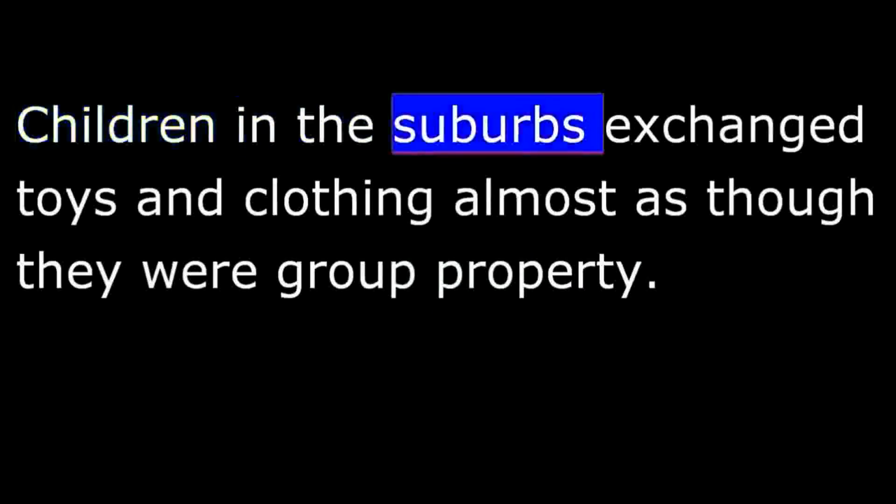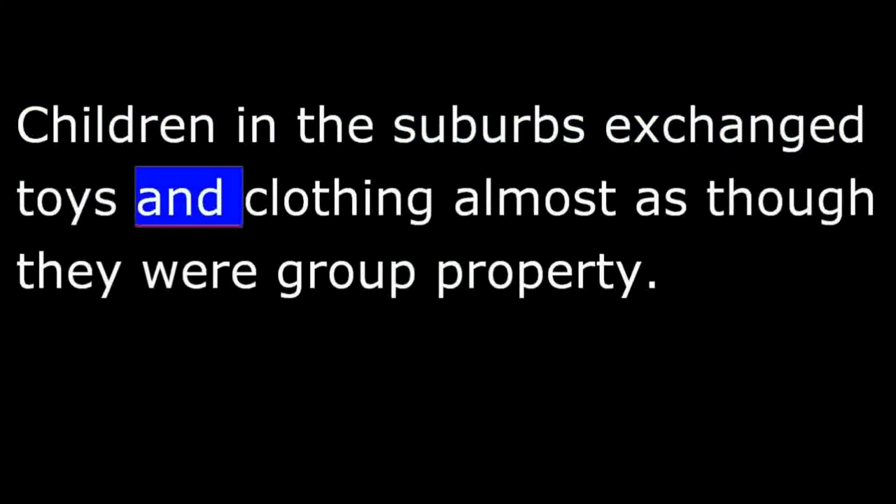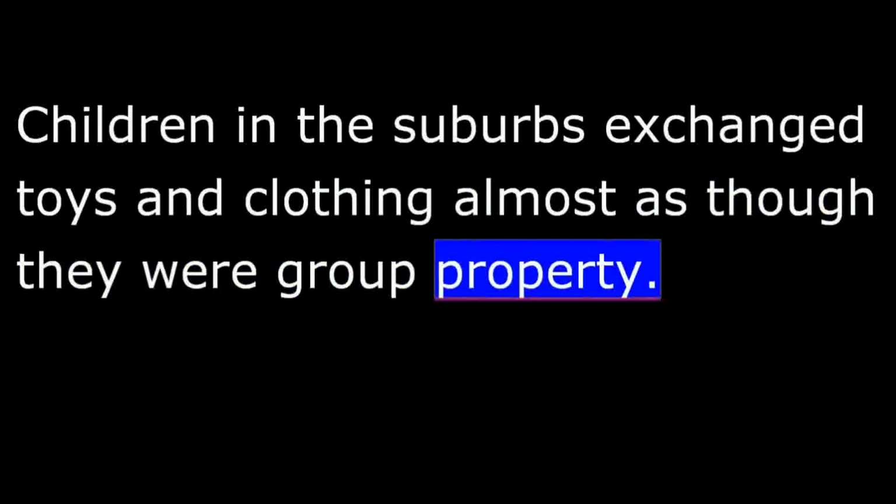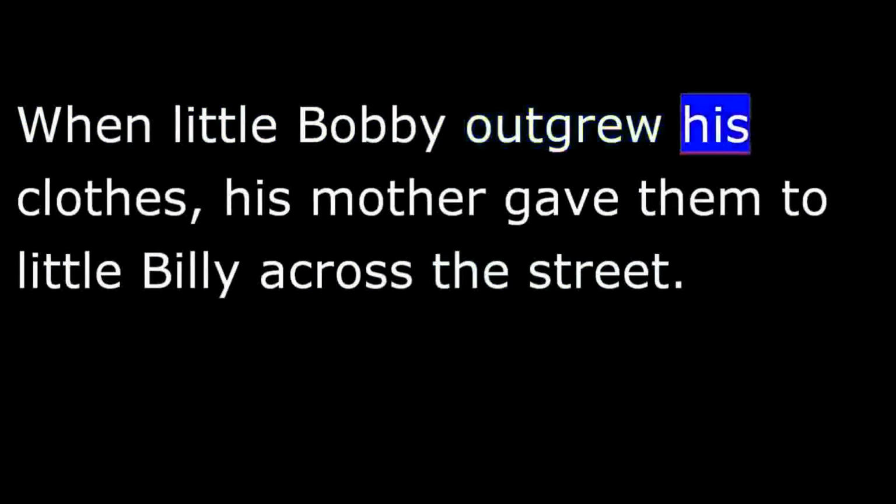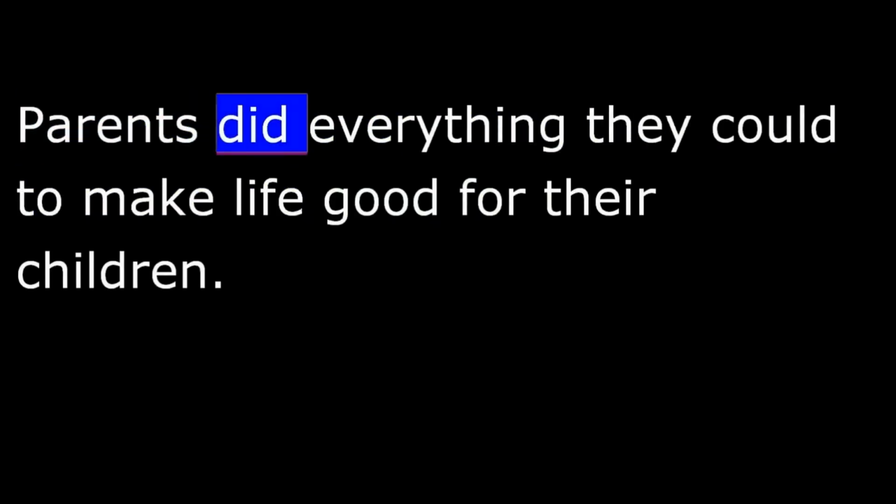Children in the suburbs exchanged toys and clothing almost as though they were group property. When little Bobby outgrew his clothes, his mother gave them to little Billy across the street. People felt safe enough to leave their doors unlocked. Parents did everything they could to make life good for their children.